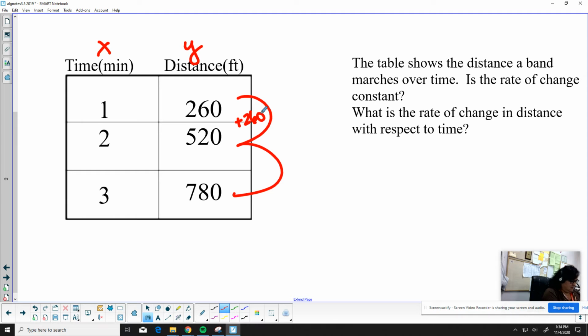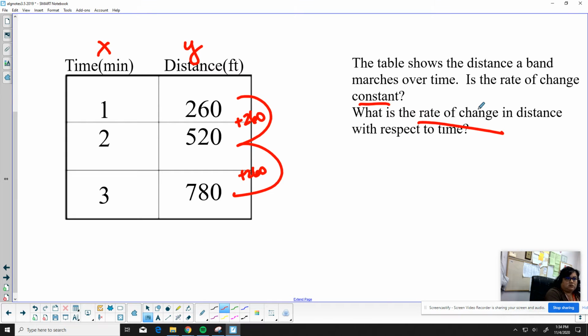Let me check. 260 plus 260. Yeah, that's 520. And then we're going to plus 260 again. Okay, so it says the table shows the distance a band marches over time. Is the rate of change constant? Which means, is it the same change on the y as it is on the x? And we'll check that in a sec.